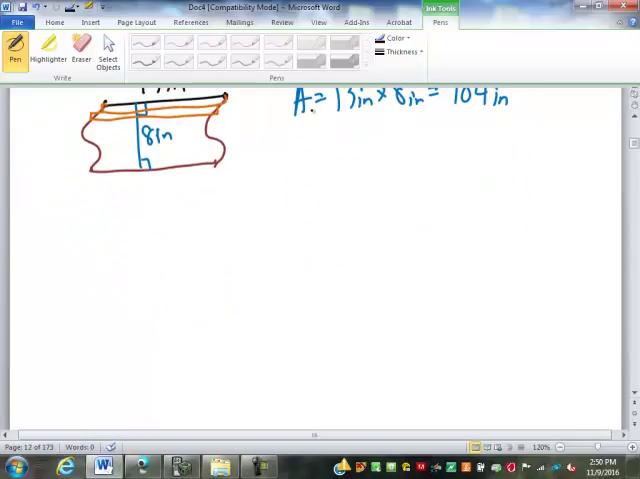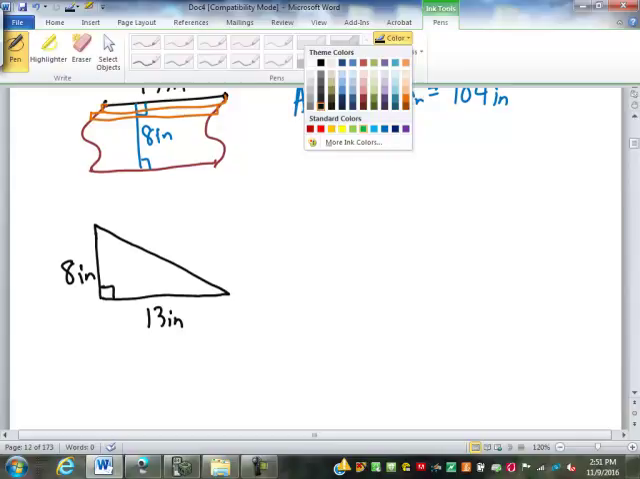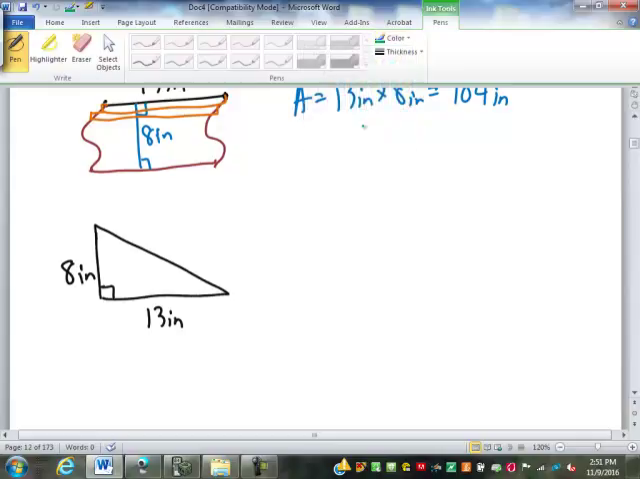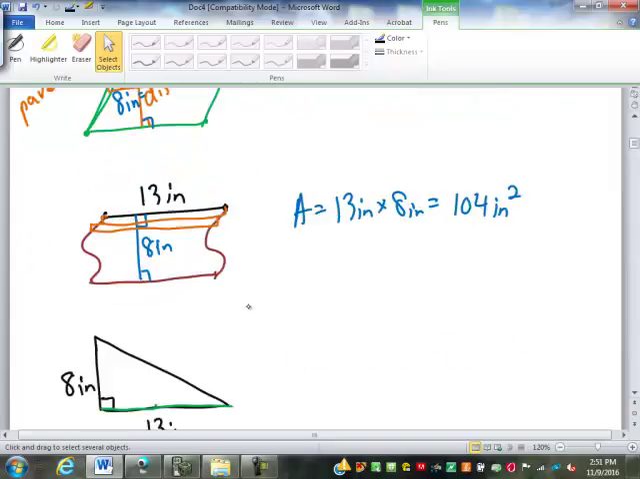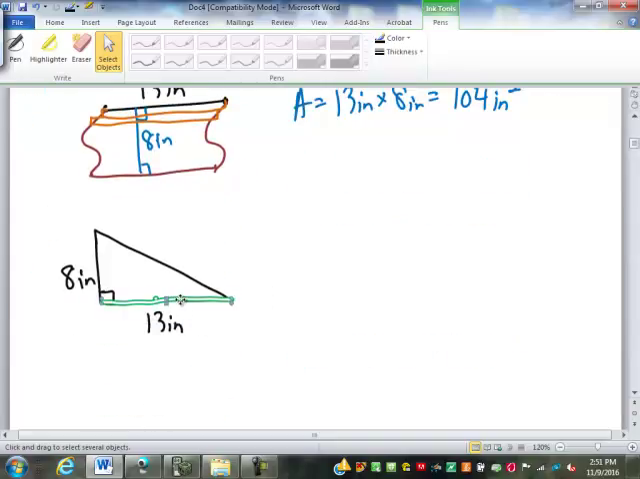Now the next step is to look at something like this. A right triangle. So let's say this is still 13 inches, and this is still 8 inches. To figure out the area of a right triangle, well, we can't take the bottom of this and slide it to make the triangle, can we? So what we have to do is we take that bottom edge and we slide it, and it creates a rectangle.